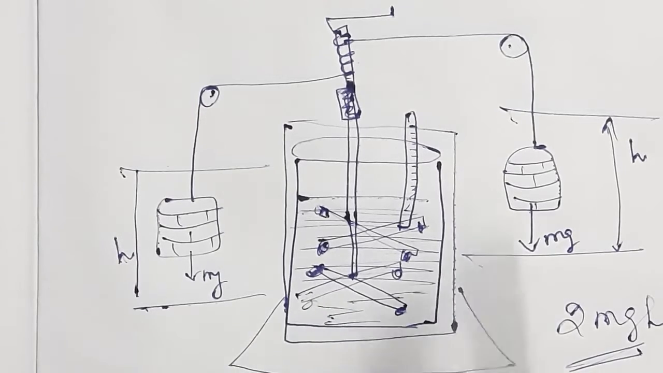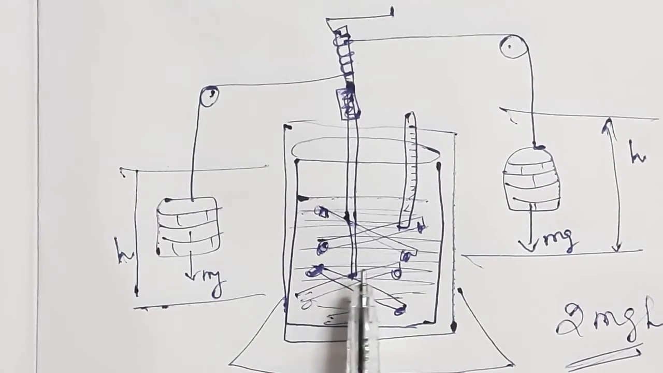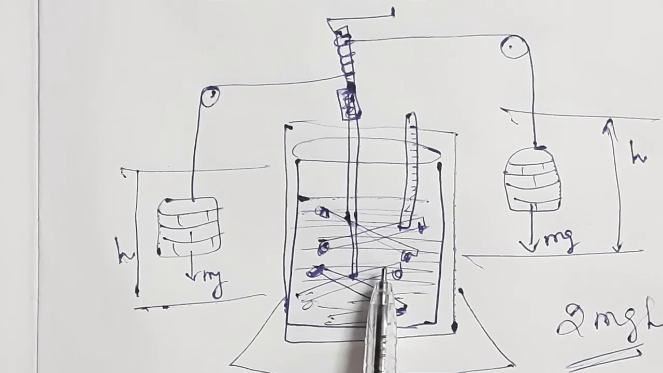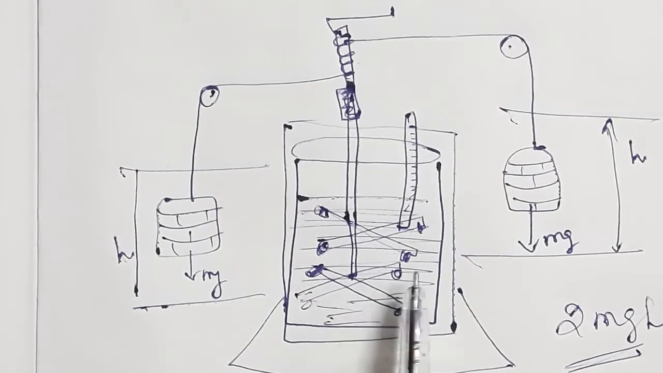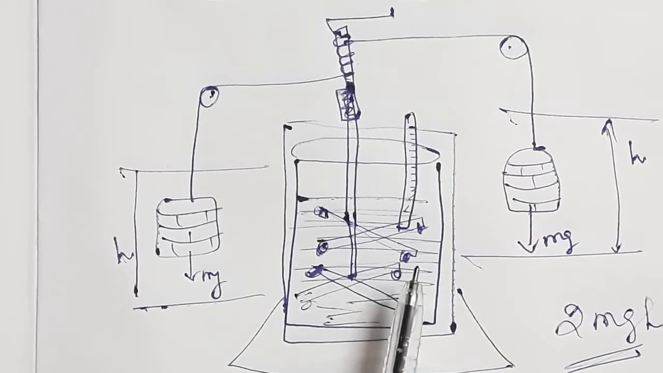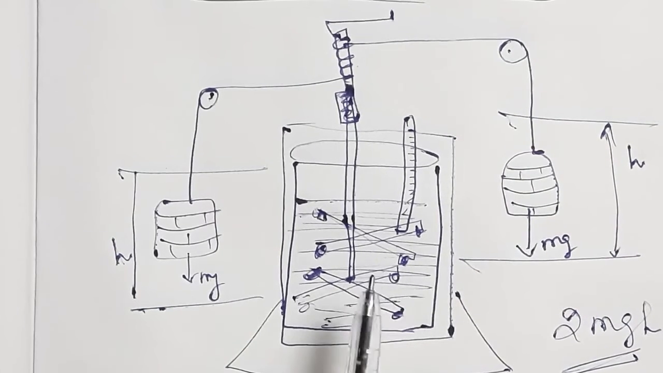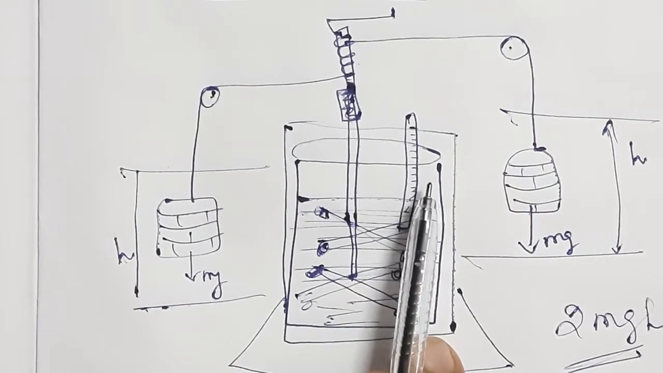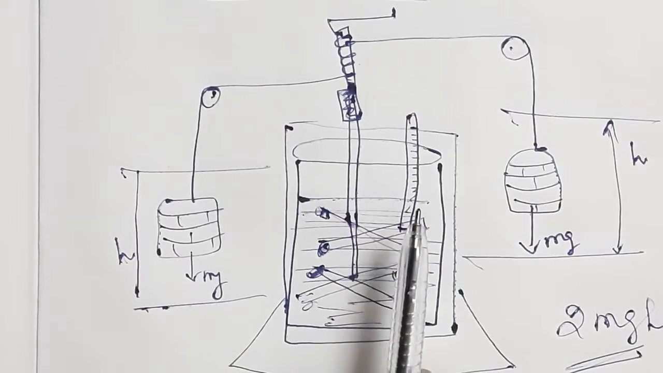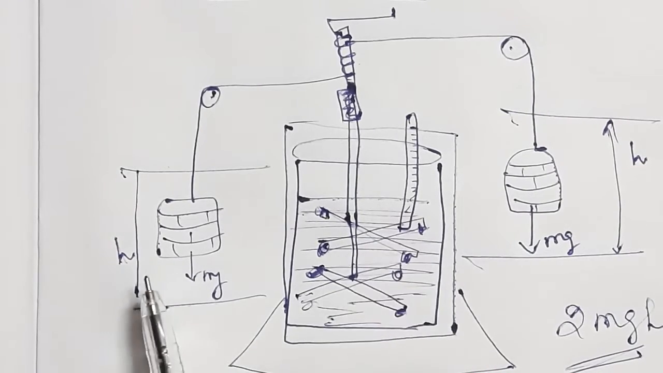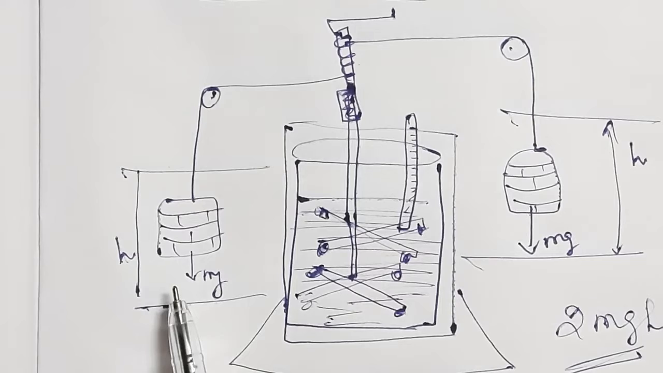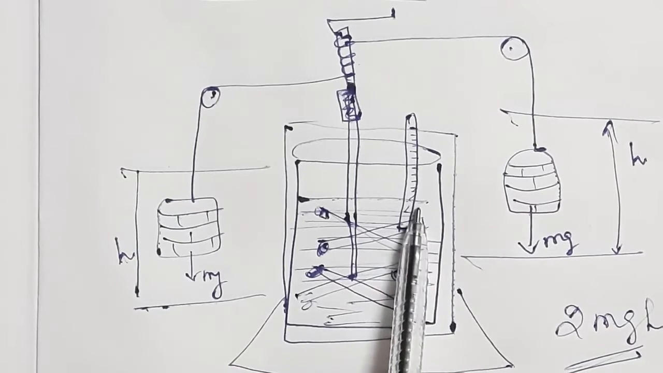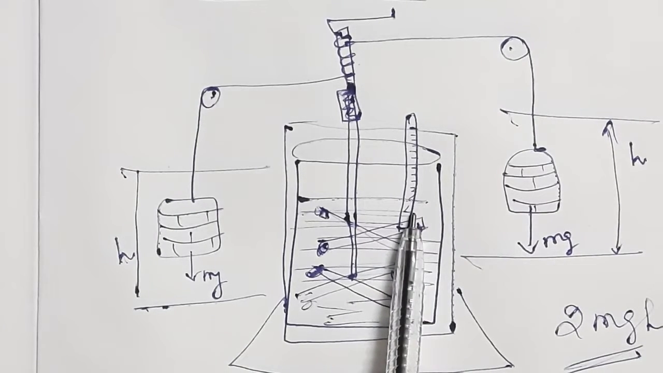Okay, when the mass falls, the paddle wheel turns, so a frictional force exists between the water and the paddle wheel. What will happen? Some work is done, and it raises the temperature of the water. So in the beginning we should measure the temperature of the water. After this work, when the masses fall, we can note down the rise in temperature of the water.